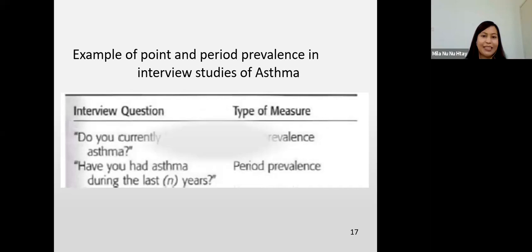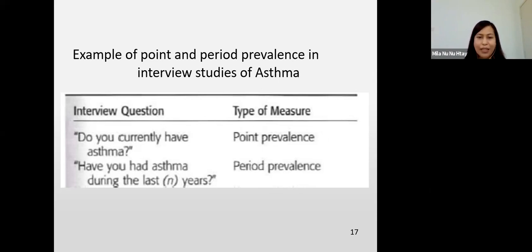Okay, this is an example of the question when we are asking the respondents. If we would like to ask about the point prevalence, we may phrase our interview question as, do you currently have asthma? If we would like to ask about the period prevalence, we may phrase our question as, do you have asthma or have you had asthma during the last 1 year, last 2 years, or last 3 years? So it depends on the condition of the disease.